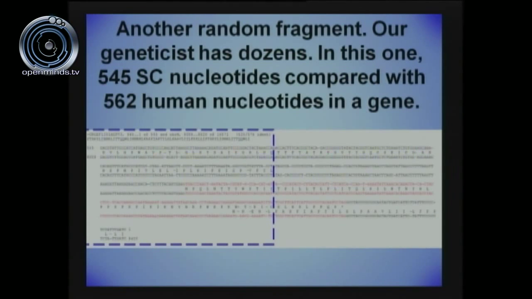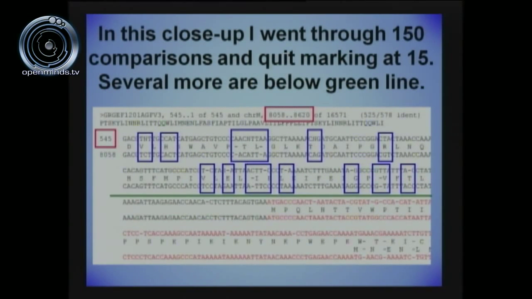This is another random fragment. Our geneticist has dozens. In this one, 545 Starchild nucleotides are compared with 562 human nucleotides in a gene. In this close-up, I went through 150 comparisons and quit marking at 15 variations. Several more are below the green line. You see, it becomes repetitive. Everything he threw up at me, it was again and again. It's overwhelming, the evidence here. But it's partial, and it's not going to be accepted because of that. But it is real, and it is legitimate. I wouldn't be here if it wasn't.